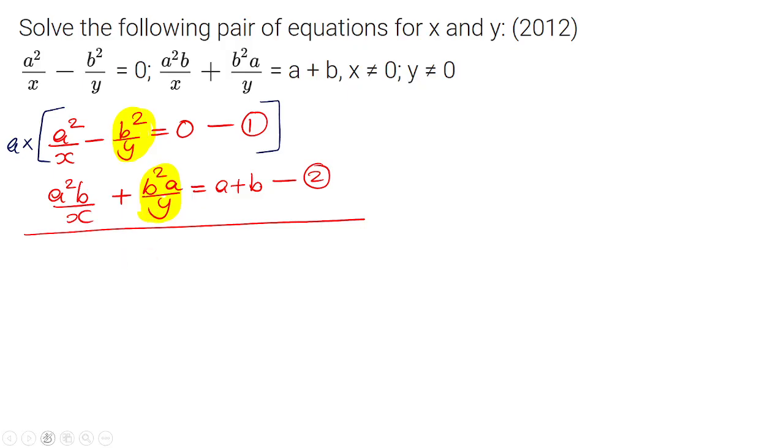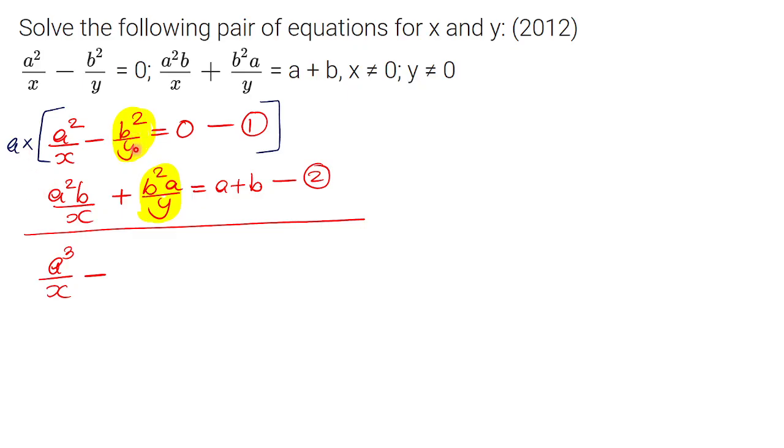So the first equation is multiplied with a for the elimination purpose. I want identical terms. Opening the bracket, a into a square is a cube. I am discussing a tough question, not an easy question. The chapter is already over. Now I am discussing an indirect problem from this chapter.